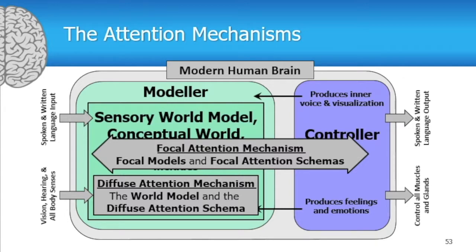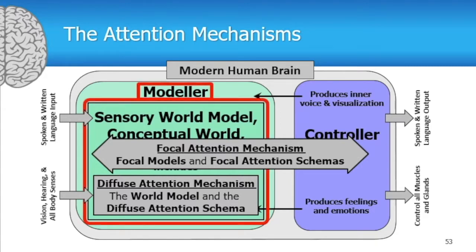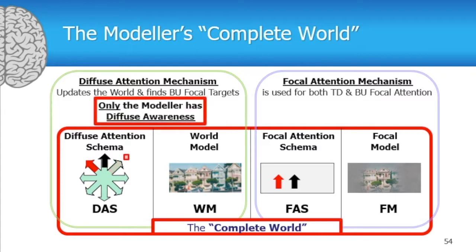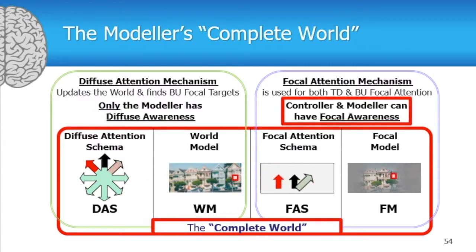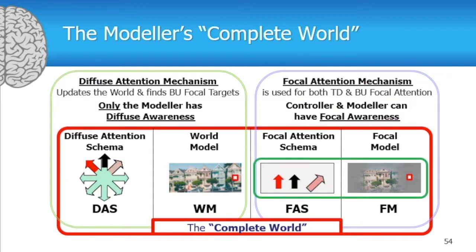Thus, we see that only the modeler can have diffuse awareness, whereas both the controller and modeler can have focal awareness since they share the focal attention schema and focal model. As we've already shown, the focal attention mechanism is very connected to the diffuse attention mechanism, every focal attention schema arrow location is simultaneously an activated diffuse attention schema arrow location.